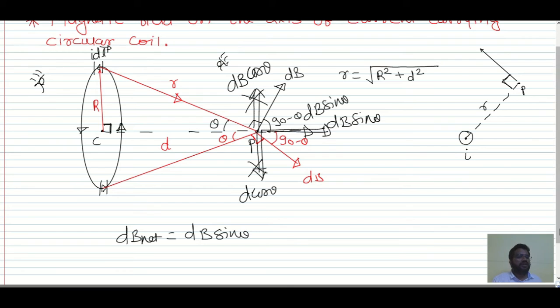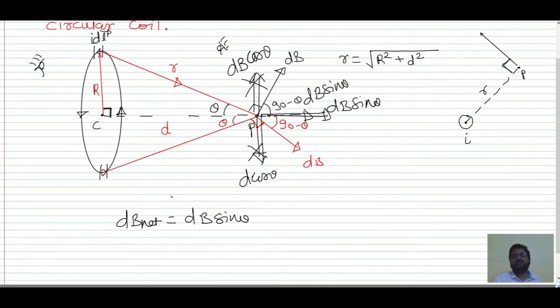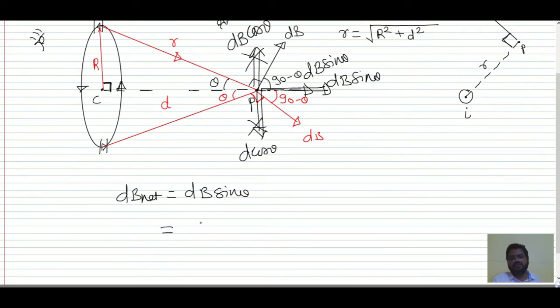Now see, if you wanted to write dB, you have to use the Biot-Savart law. What is the Biot-Savart law? It gives the direction and magnitude of the magnetic field at point P. Now what is that Biot-Savart law? It is mu naught I dl divided by 4 pi r squared. So if I just write over here dB as mu naught I dl divided by 4 pi r squared, whole squared, into sin theta we have.